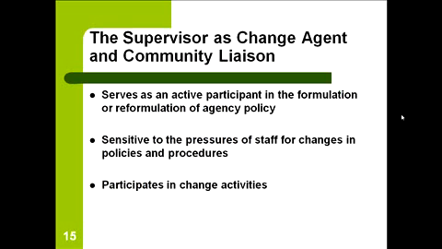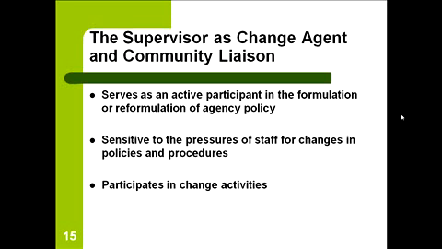The supervisor is a change agent and community liaison. Supervisors are responsible in many instances in many organizations to go and attend collaborative meetings or meetings with other agencies in the community. You may participate in developing new programs and developing new services, identifying what your staff needs might be. And so you are a change agent within the community. You're also a change agent in your agency, so you need to be sensitive to the pressures of staff in terms of changing policies and procedures.